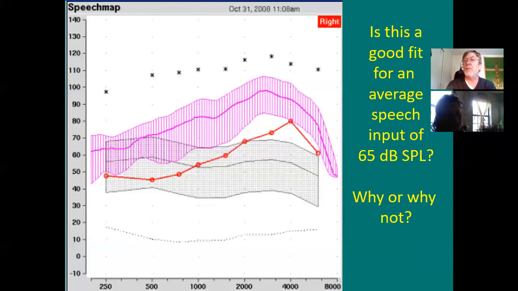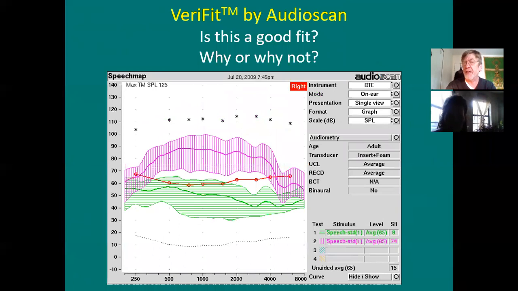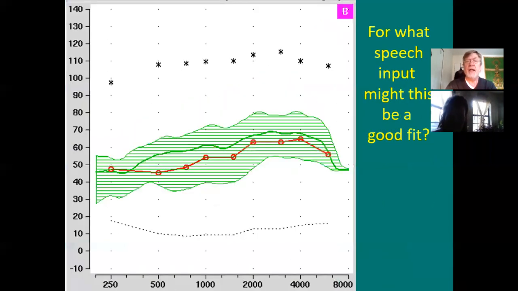Well, where is the output sitting here? Looks to me an awful lot like it's once again sitting in the middle of the guy's dynamic range. It's a bit much. The person will likely reject the hearing aid fitting. It has the same crime as this one. Okay, same thing.